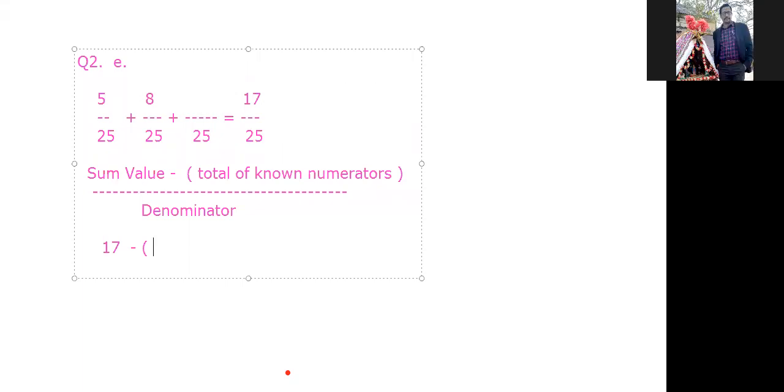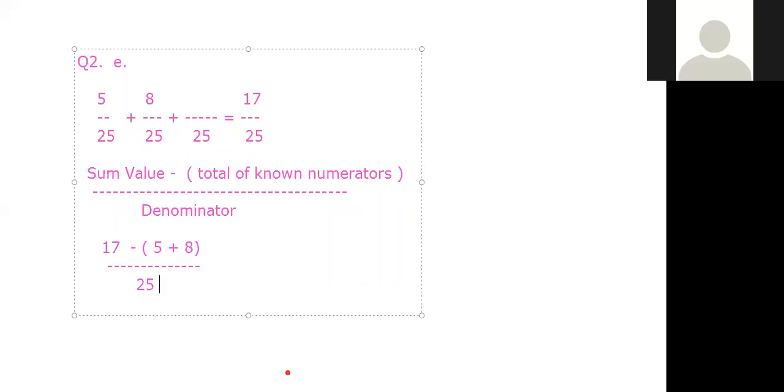Known numerator is what? 5 plus 8. Okay. Now we will look at this divided by denominators. Denominator is how much? 25. Right. Now what will we do? We will find out the answer. Okay, we will find out the answers here.